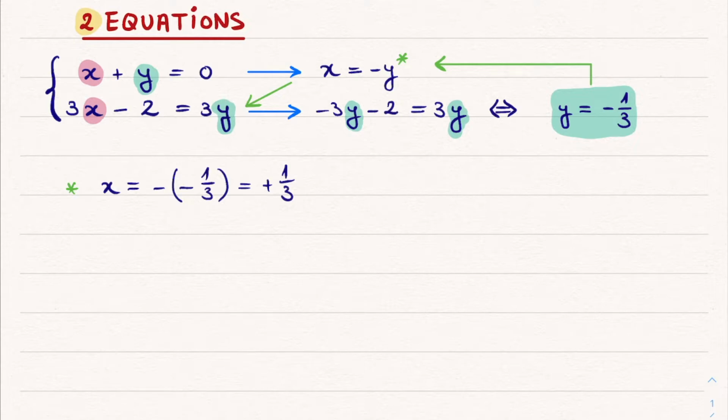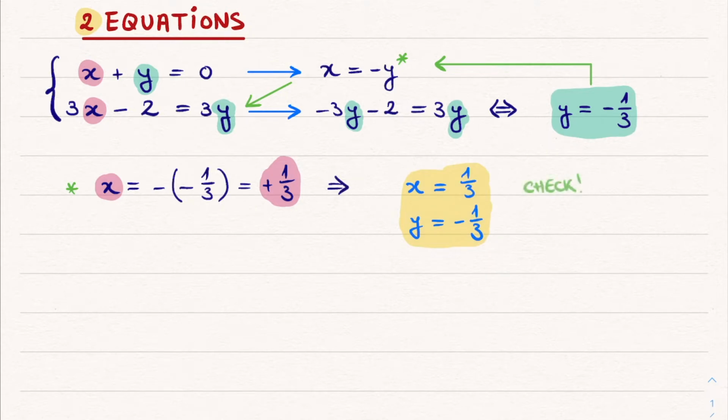Since we got a relation between x and y from the first equation, and we have found a value for y here, we can now deduce a value for x, namely plus 1 over 3. And therefore, our complete solution is x is equal to 1/3 and y is equal to minus 1/3. As always, a good way to check whether you made any mistakes is to plug in the solution in our original equations and see if they are indeed true. And in this case, they are.